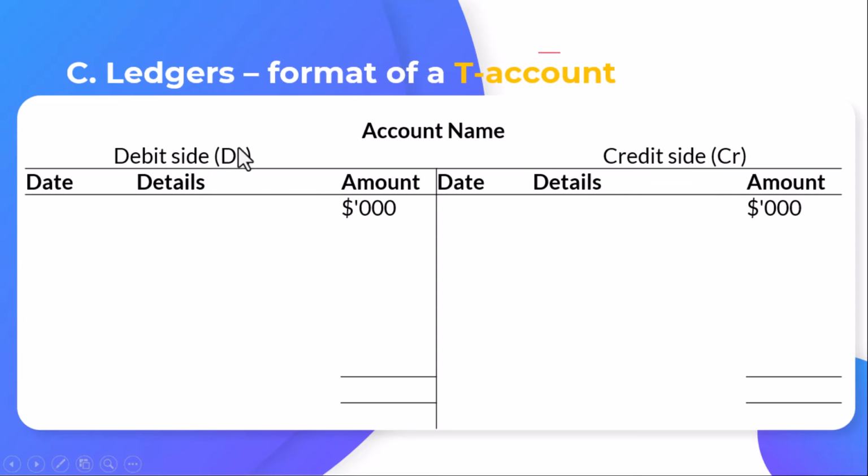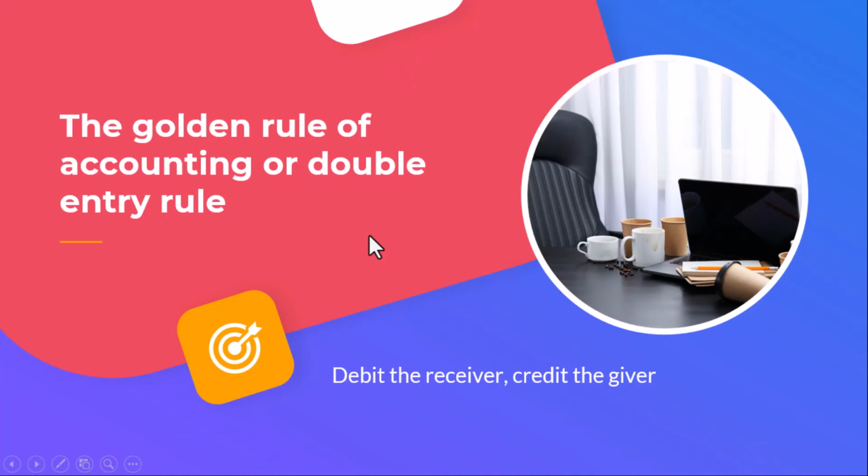The debit side is DR for short, and credit side is CR for short. Often accounting is done in thousands, millions, and sometimes billions, and so you may want to summarize by showing the thousands on top. We'll see how this works in the example. When entering amounts in the ledger accounts, you follow what is known as the golden rule of accounting, or double entry rule. And the double entry rule is that you debit the receiver and credit the giver.